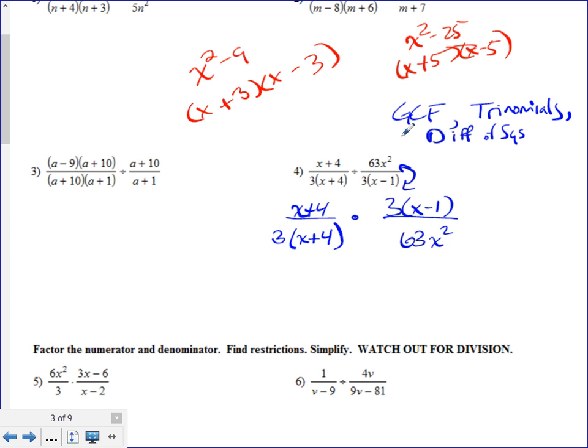You'll have to factor. All right, back to this. So we checked for division. We got that. We checked for factoring. We're done with that. What's next? Restrictions. What can x not equal?